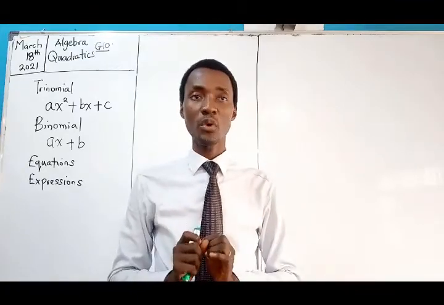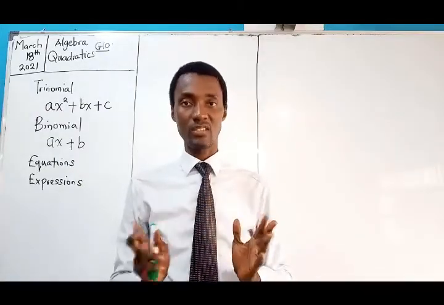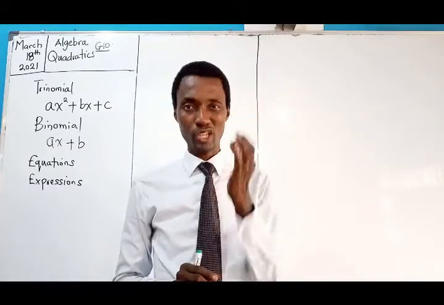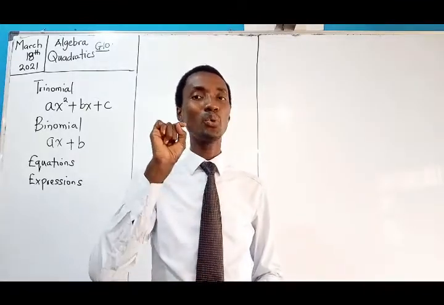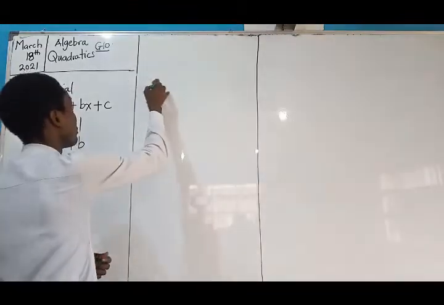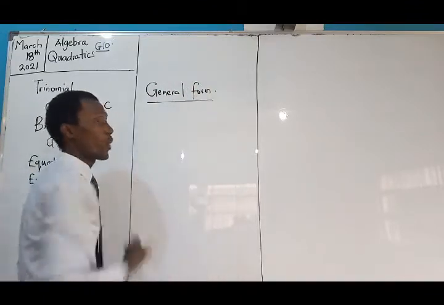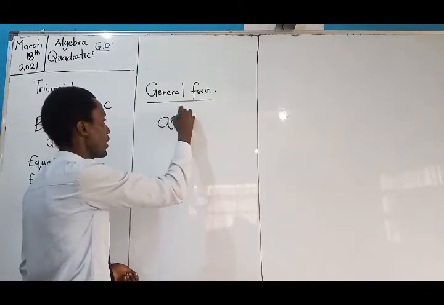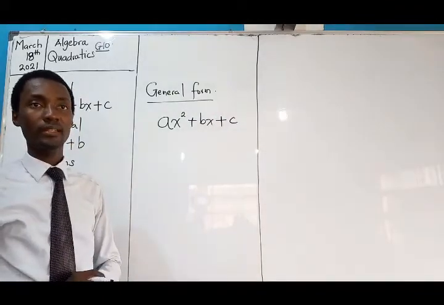Because our focus is on quadratics, it's important for us to have an agreed definition for what a quadratic is. A quadratic is either an expression or an equation where the degree of the unknown is 2. Let's have a general form. The general form for the quadratic is ax squared plus bx plus c.